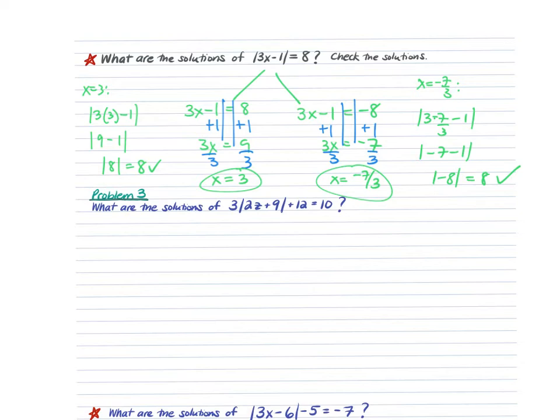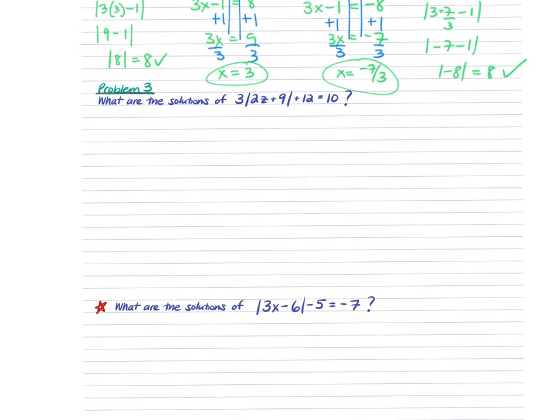Okay, moving on to just a little bit more complicated. Here we're going to try to get, right, this is what we're highlighting. We want to get this alone first. So to do that, we have to subtract 12 first on both sides. This becomes 3 times the absolute value of 2z plus 9, and this is negative 2.